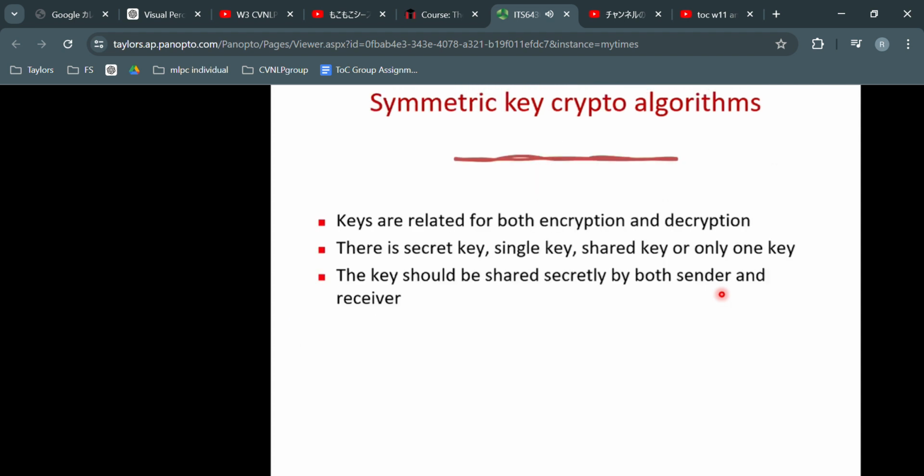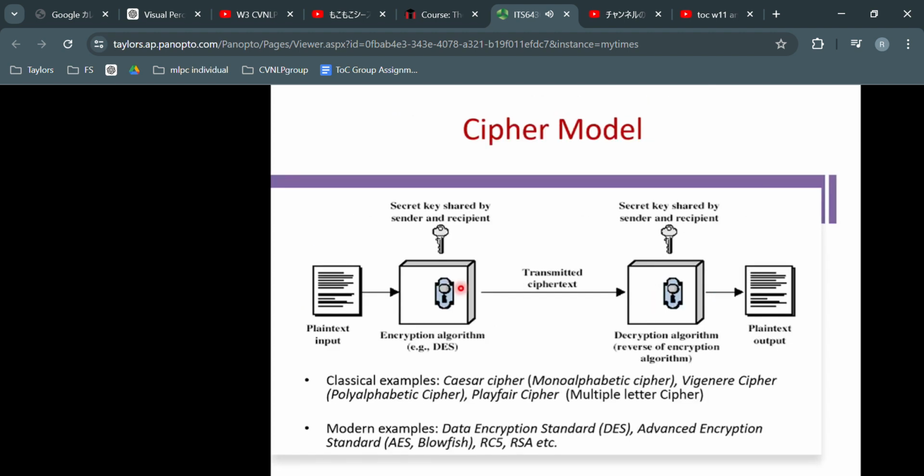Okay? So what is meant by symmetric key crypto algorithm? Symmetric key crypto algorithm means the encryption key and the decryption key are the same. The same key is used for encryption as well as decryption. So there is a vulnerability here, a weakness here. What is the weakness? The sender, when he or she sends the ciphertext, has to send the key as well, because the same key is used for encryption as well as decryption.